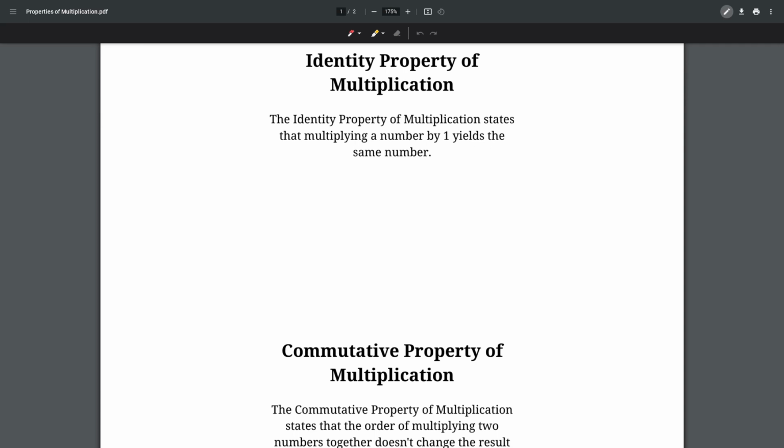In this video I want to talk about the identity property of multiplication. So the identity property of multiplication states that multiplying a number by 1 yields the same number. So in generic terms, if we use some value a times 1, well that's going to be a. That makes sense because if you look at some examples with numbers, 2 times 1 equals 2, 5 times 1 equals 5, and so on.